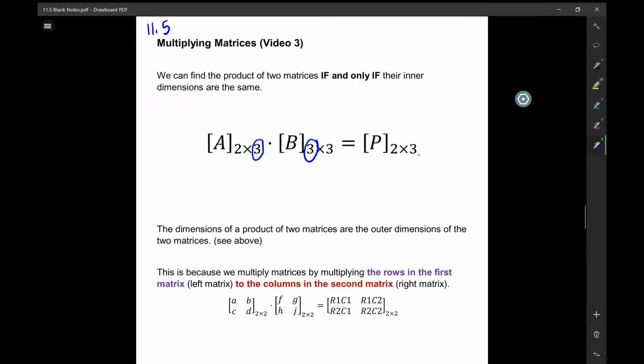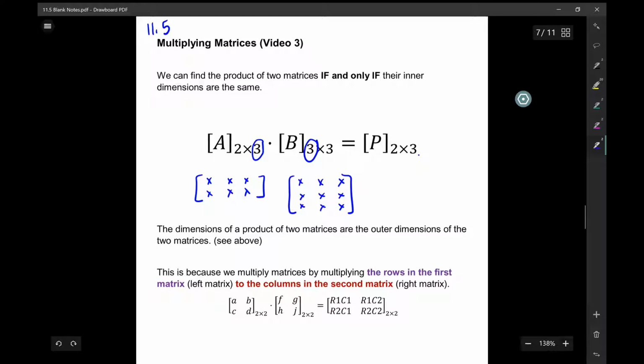Okay? So 2 by 3 is this matrix. This is going to be 2 by 3. So it's like this. And this matrix is 3 by 3. All right, and so the number of columns of this matrix must equal the number of rows of this matrix. Okay, so columns of A must equal rows of B.